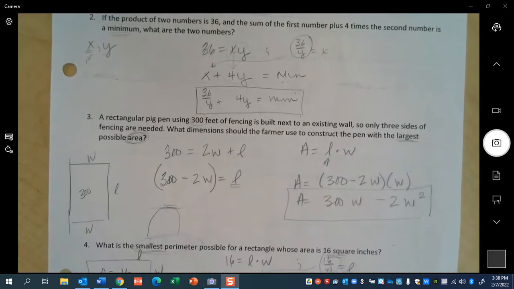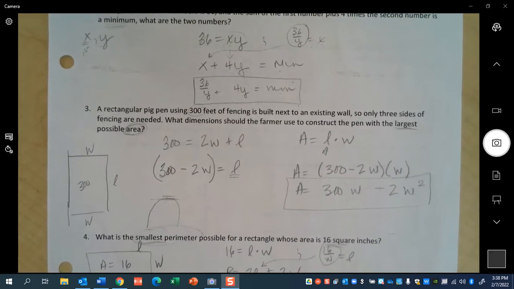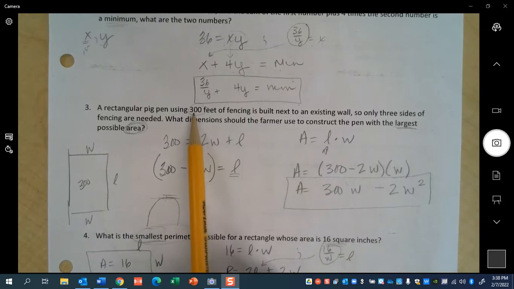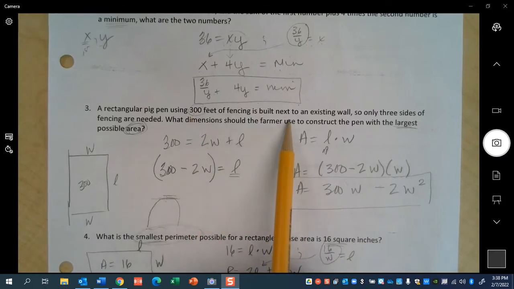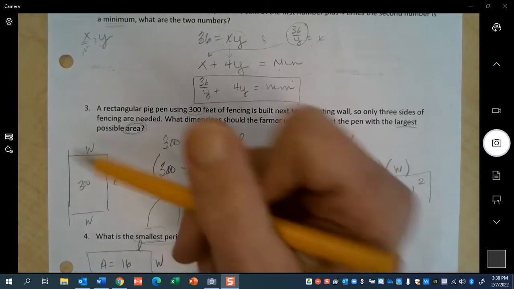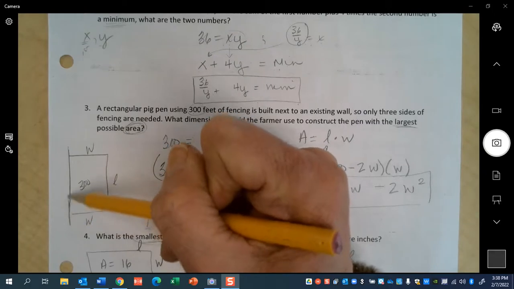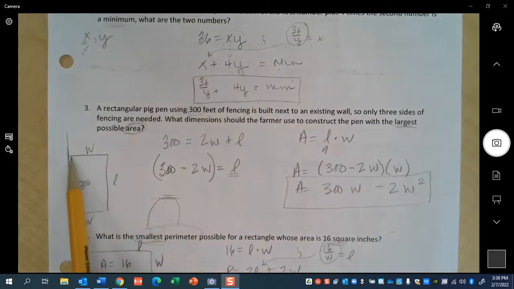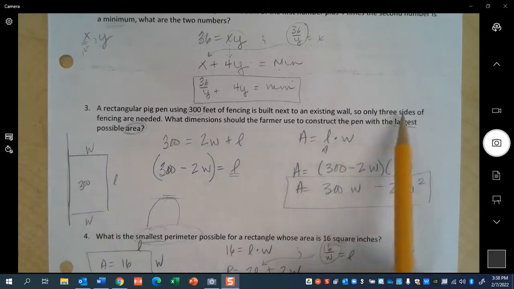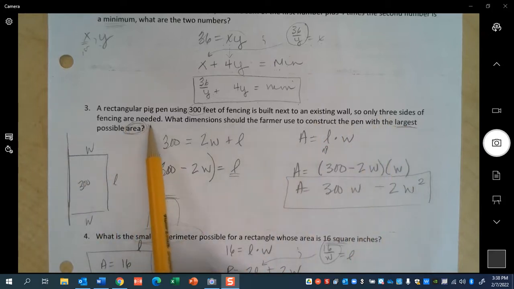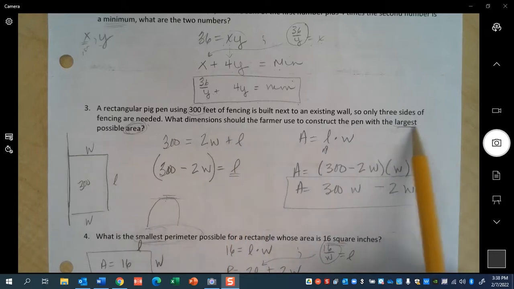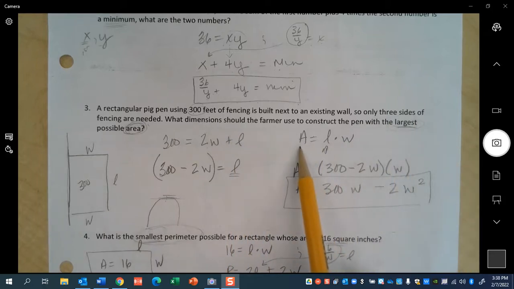All right, next up, number 3, a rectangular pig pen uses 300 feet of fencing. It's built next to an existing wall. So this wall here is the wall of the barn, and I'm taking 300 feet and I'm going to go ahead and make a pig pen. Only 3 sides of the fence are needed. I'm looking for my largest possible area, so I'm trying to maximize my area.